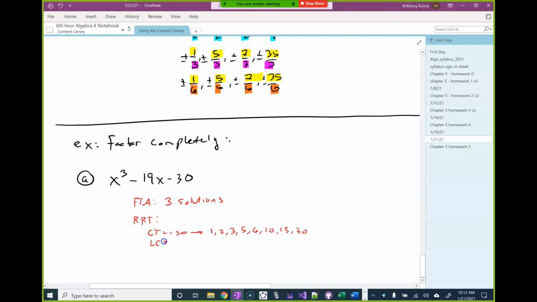Next, I'm going to go ahead and look at my graph. And what I'm looking for on my graph are x-intercepts that I find on that RRT list. Everybody okay with that idea? So I'm going to fire up my calculator.